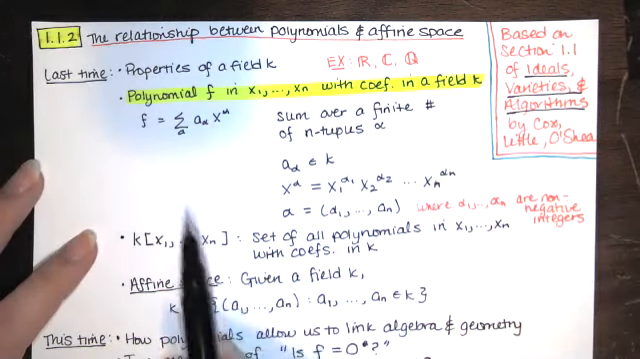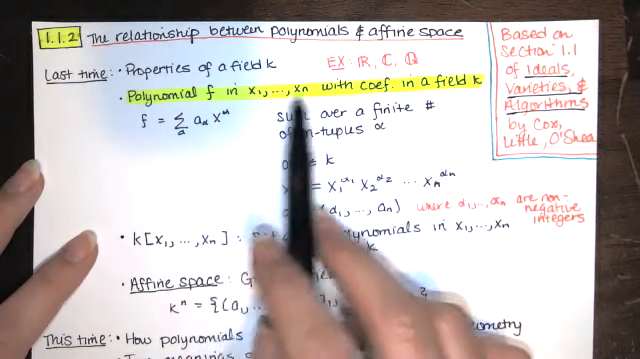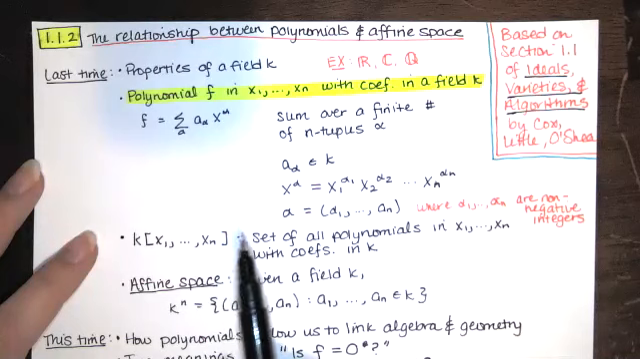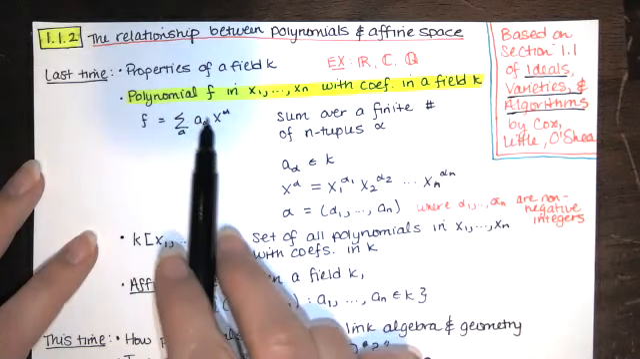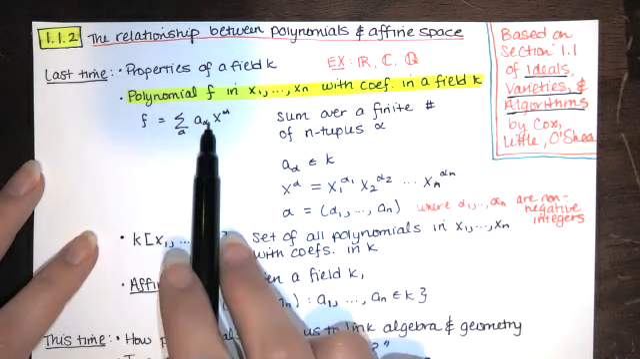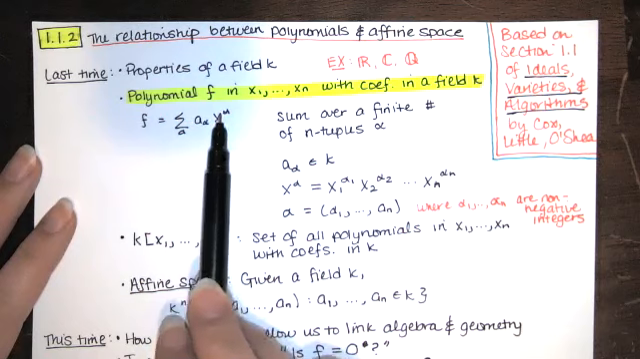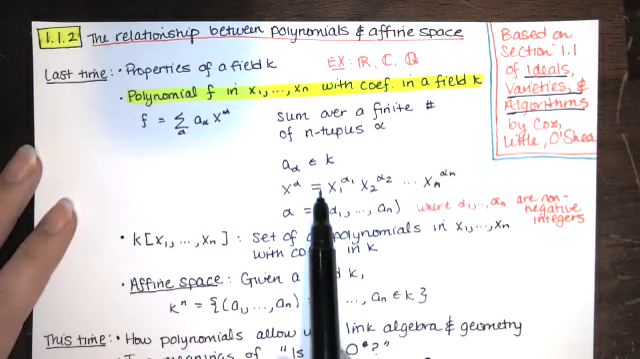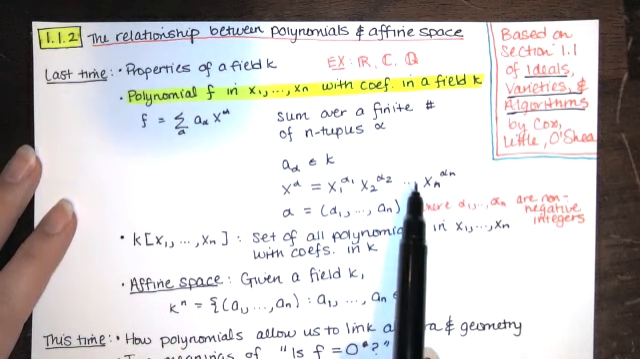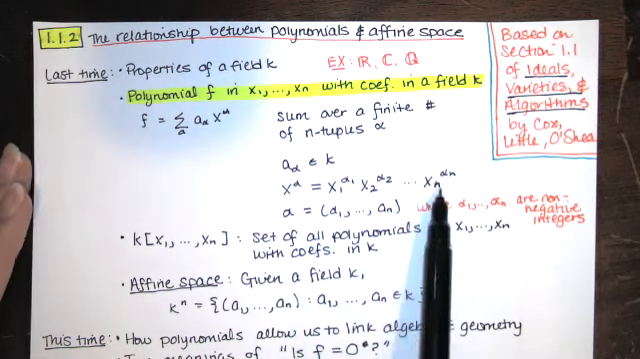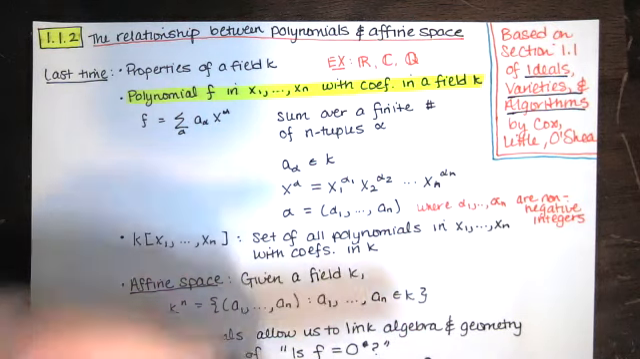And this x to the alpha is shorthand for a product that looks like this. If we have n variables, x sub 1 through x sub n, a sub alpha is just some number in the field. So that could just be like a real number, like a 3 or something like that. And x to the alpha is shorthand for x sub 1 to the alpha 1 times x sub 2 to the alpha 2 times x sub 3 to the alpha 3, all the way through x sub n to the alpha n.